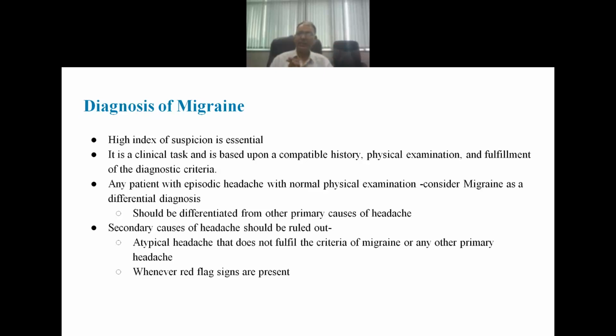Any patient with episodic headache with normal physical examination, think of migraine. Please think of migraine. Episodic headache of long duration, 6 to 12 months, with normal physical exam. Think of migraine as a first differential diagnosis. It can be anything else also, but migraine should come in the list, top in the list. Of course, it should be differentiated from other primary causes. Secondary causes of headache, which we will be discussing right now, should also be taken care of, and we should pay full attention to the secondary causes giving rise to headache.